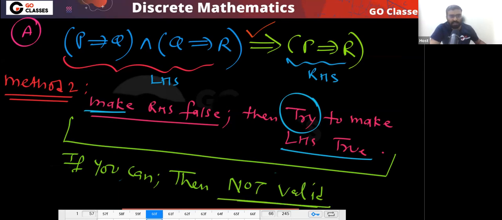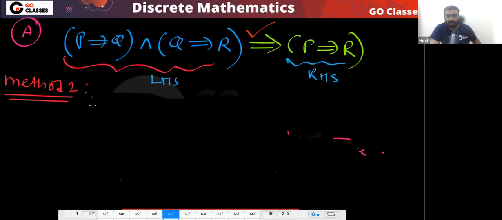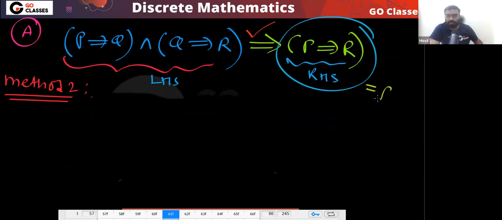Okay, very simple method, extremely simple method. If you can, then not valid. So let's solve the question by this method. Let's make this false.